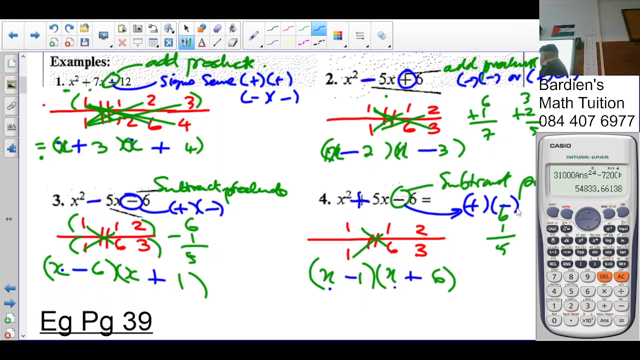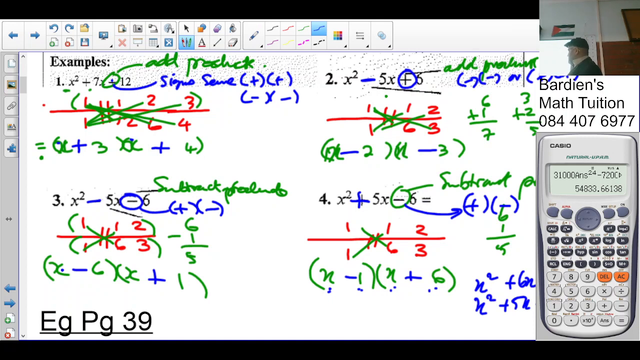What is x times x? X squared. What's x times 6? 6x. What's negative 1 times x? Negative x. What's negative 1 times positive 6? Negative 6. So it will be x squared plus 5x minus 6. Which makes it correct. Yes, Michael?